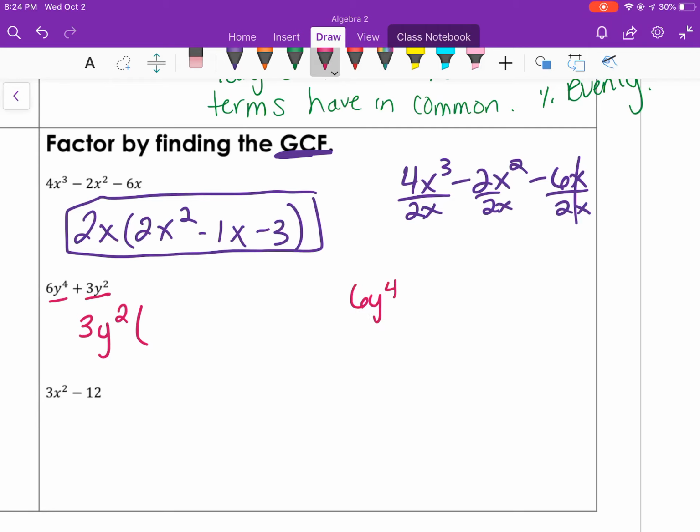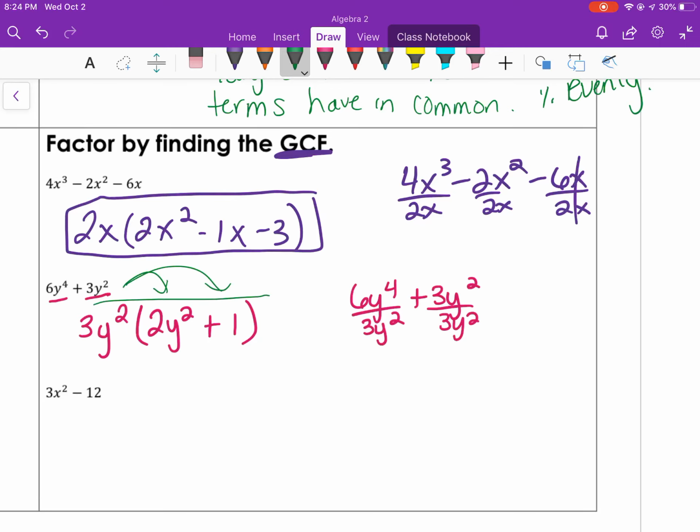So if you take the 6y to the 4th and the 3y squared, you divide this one by 3y squared, you're going to get 2y squared. So you take away 2 of the y's, 2 are left, and 6 divided by 3 is 2. Take this one, 3y squared divided by 3y squared, that's going to equal 1. Remember, anything divided by itself equals 1. You can always multiply this back through to double check that that is in fact the correct answer.